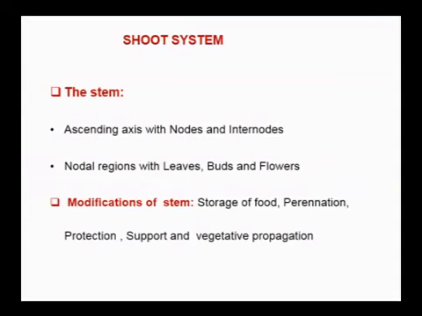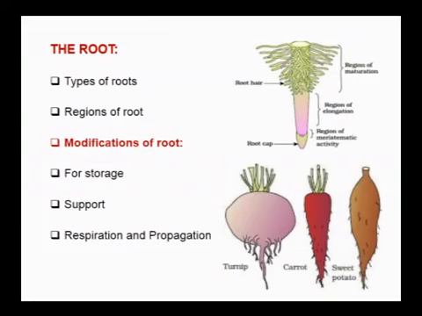So overall, the stem is an ascending axis of the plant, developing from the plumule during germination. It has nodes and internodes, the nodes bearing leaves, buds and flowers. Apart from conduction, the underground stem is modified for food storage. The subaerial stem is modified for propagation. The aerial stem modifications are for protection, support and vegetative propagation. Let us move to the next slide.